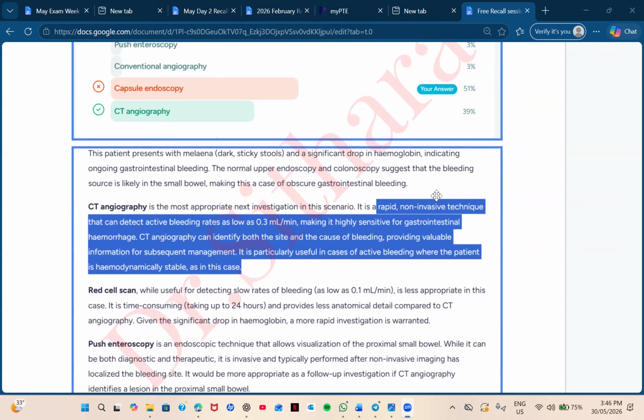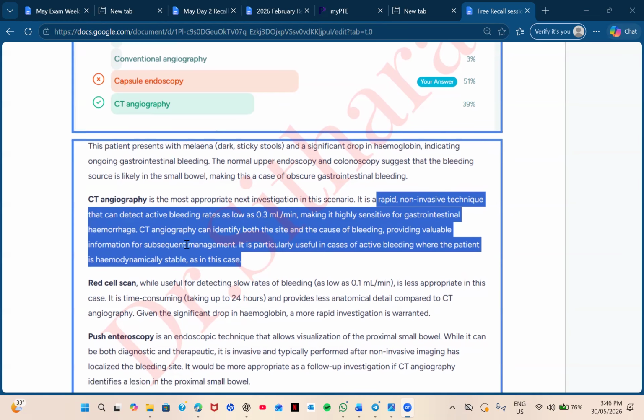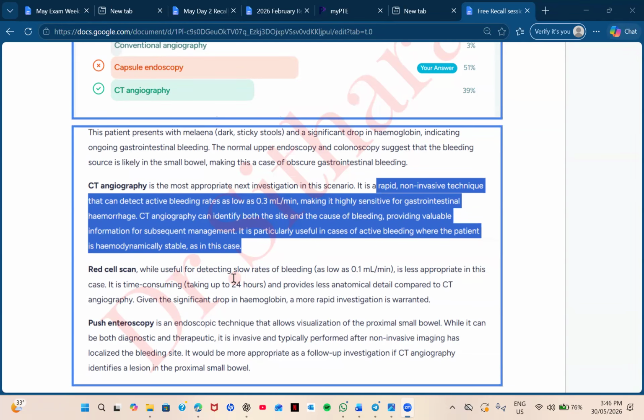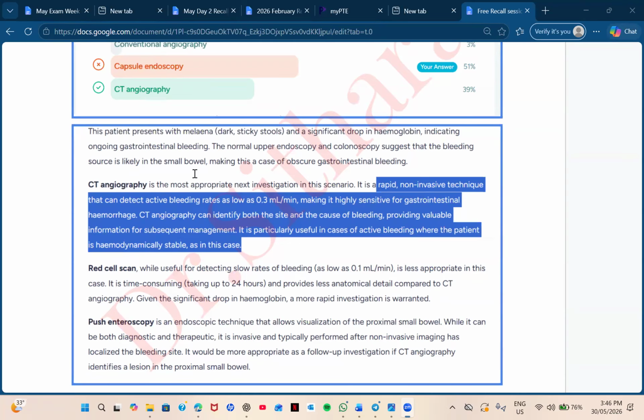It is rapid, non-invasive technique that can detect active bleeding rates as low as 0.3 milliliters per minute, making it highly sensitive for GI hemorrhage. CT angiography can identify both the site and the cause of bleeding, providing valuable information for subsequent management. It is particularly useful in cases of active bleeding where the patient is hemodynamically stable, as in this case, right? So now you can see your theory is not correct, right? He's not unstable. The thing you need to understand is active ongoing bleeding present or not, right?